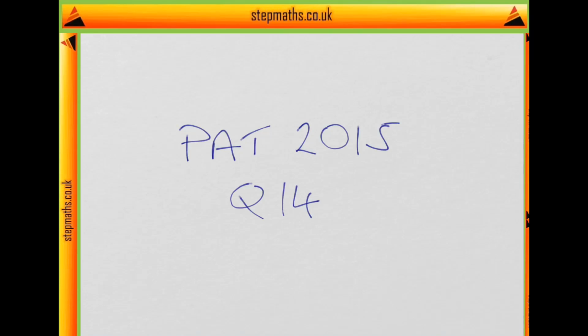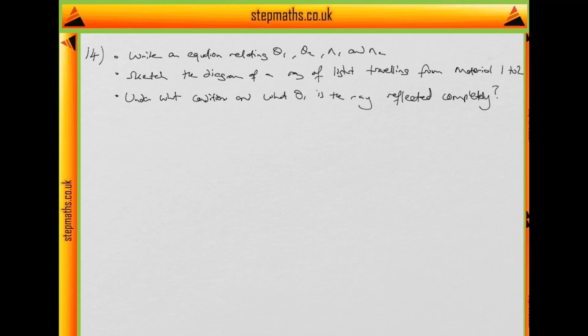Hi, today we're looking at the PAT paper from 2015 and going through question 14. In question 14 we're asked to write an equation relating the angle of incidence θ1, the angle of refraction θ2, the refractive index of the first material and the refractive index of the second material for a ray of light travelling from material 1 to material 2. We're asked to sketch a diagram of this situation and are asked under what conditions and for what θ1 is the ray of light completely reflected.